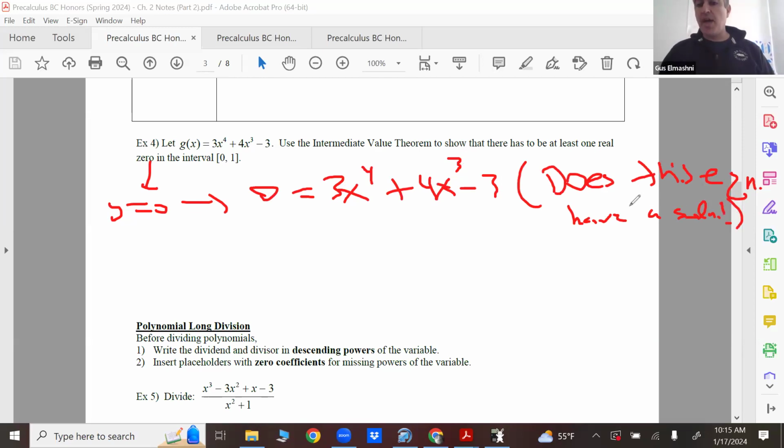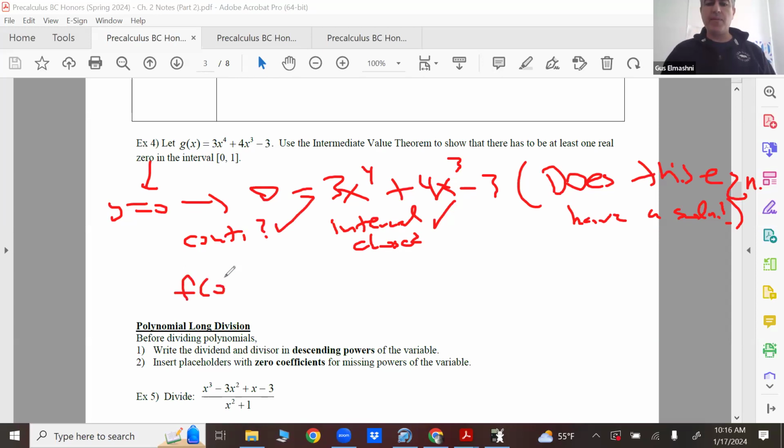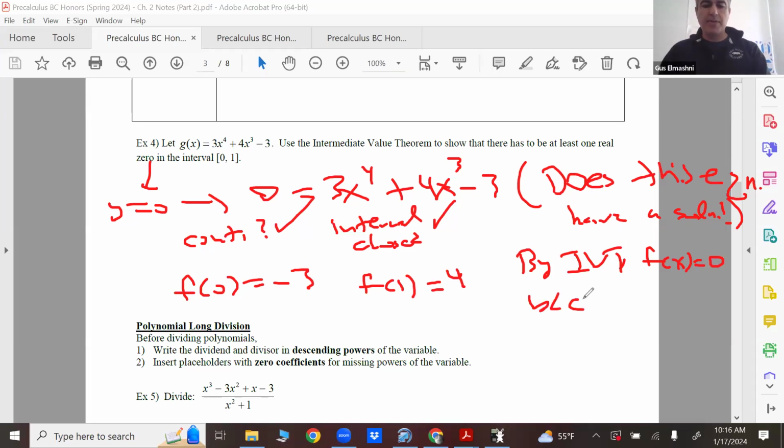The answer is yes. First off, why is it yes? Is this continuous? It's a polynomial, sure. Is your interval closed? Yeah, because what's our interval? 0 to 1, inclusive, right? So here's what you do now. You do f of 0. What's f of 0 going to be? What's f of 1 going to be? Careful. 4. So now you make a statement by IVT: f of x will equal 0 at least once.